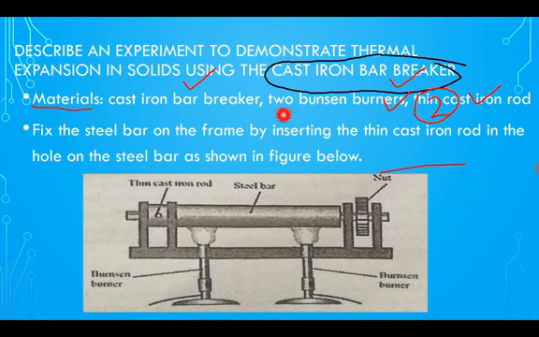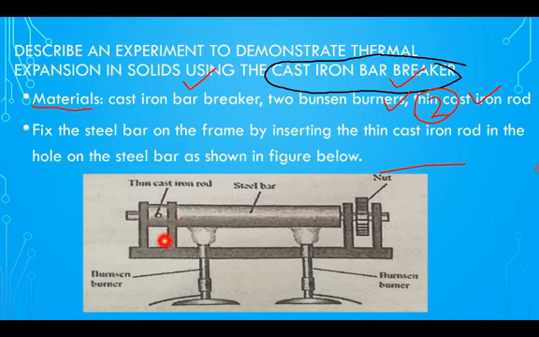So this whole setup is called cast iron bar breaker. It is made up of a steel bar, as you can see, which is placed between two frames. On one end there is a nut just to securely fasten this, to put this in place so that it does not shake. All right, so you tighten the nut there, and the other end has a hole through which cast iron is inserted.